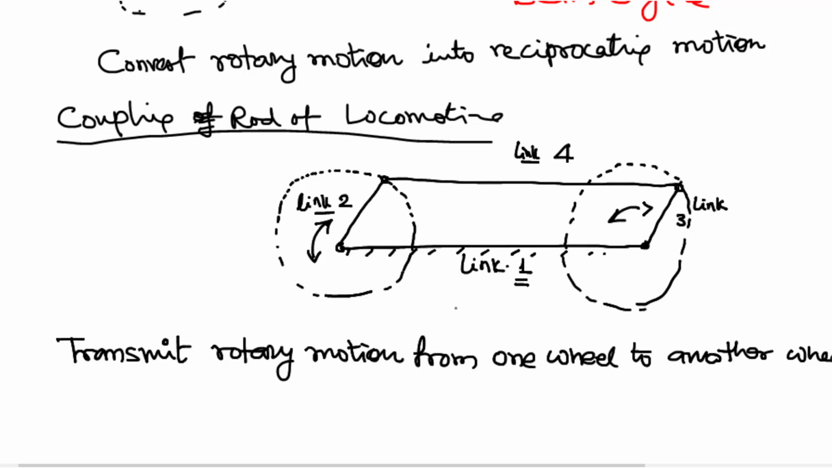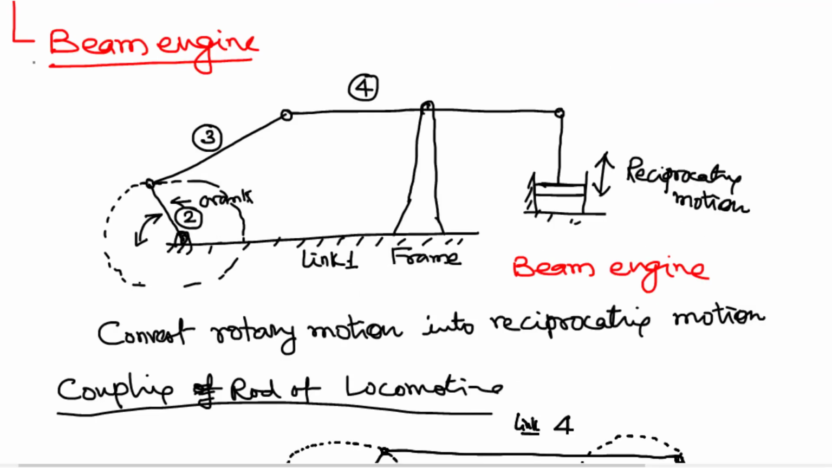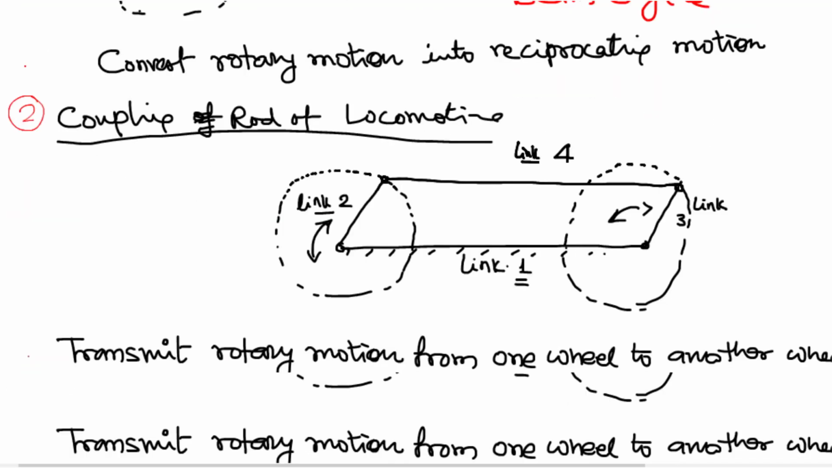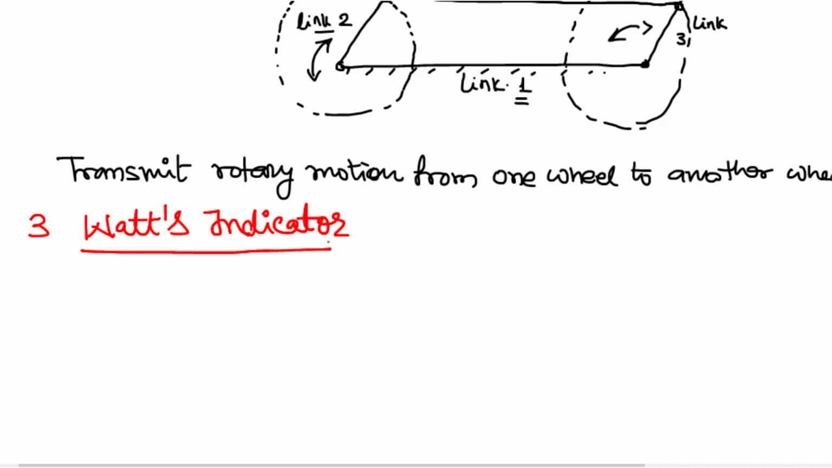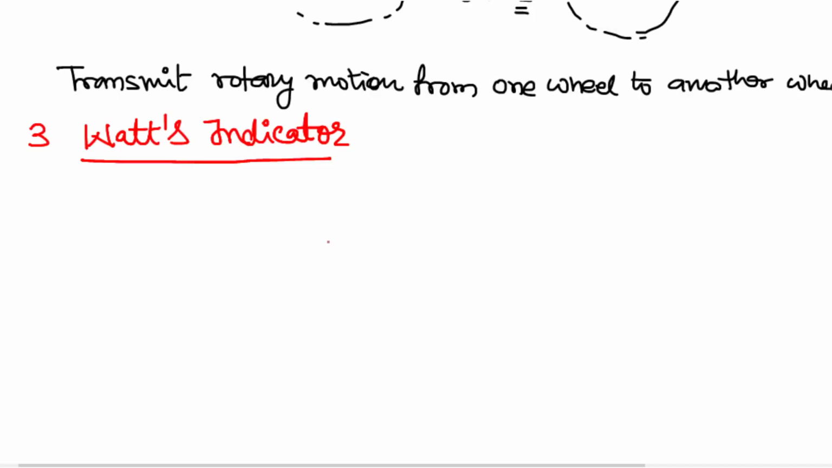This is the first example, beam engine, inversion of 4-bar chain. Second, coupling rod of locomotive. And now third is Watt's indicator. This is basically a straight line mechanism.